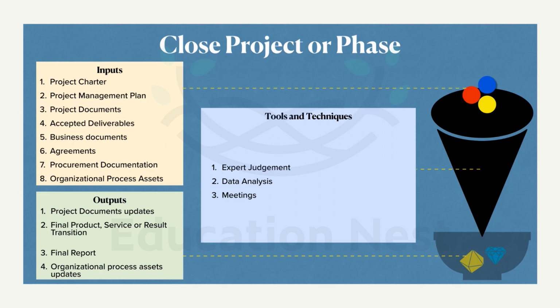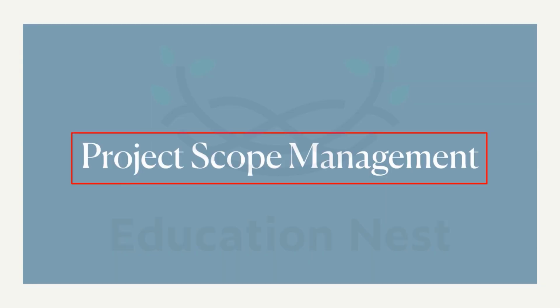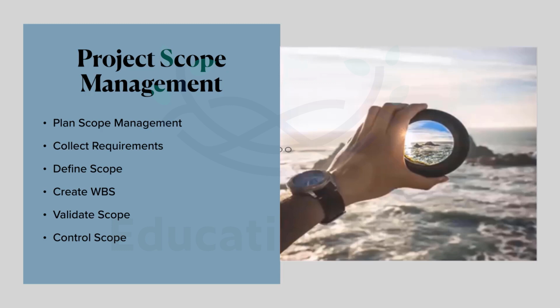So let's quickly jump into the next knowledge area, project scope management. Okay, the word scope here can refer to both the product scope and the project scope. So our focus should be on both areas, not just the project scope. The product scope is also important here. So just know that we have 6 of these processes in this knowledge area. So let's jump right in.